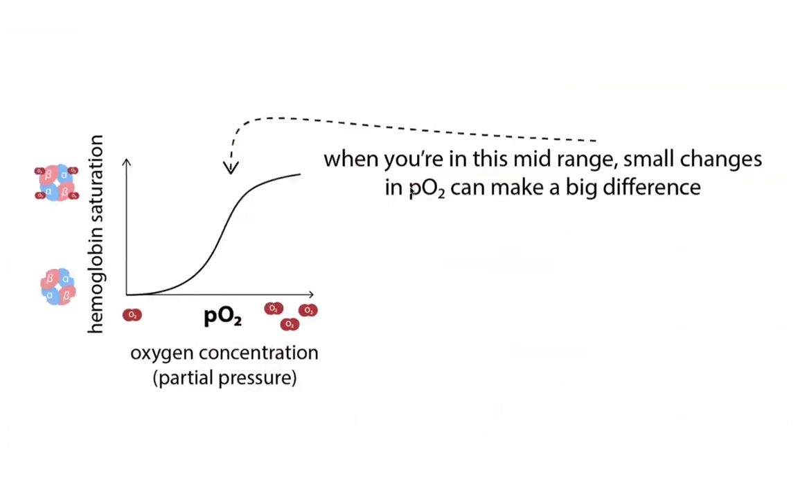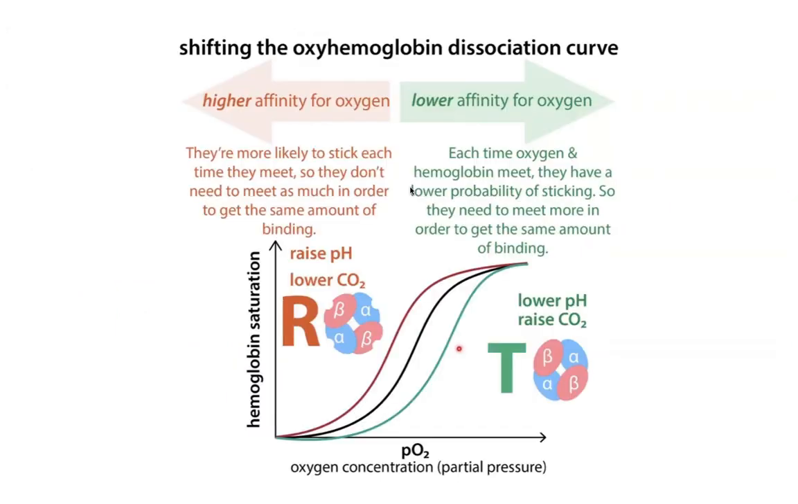And when we're in this mid-range, small changes in PO2 can make a big difference. So even if someone has low oxygen, we can give them oxygen and quickly help restore their hemoglobin carrying capacity, their oxygen in their blood. If you want to offload the oxygen, however, you want to be in the low affinity state, and so you would want something that would be stabilizing the low affinity state, such as 2,3-BPG, to help you offload that.